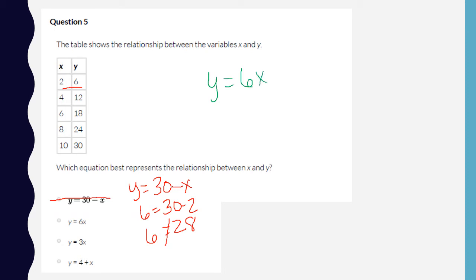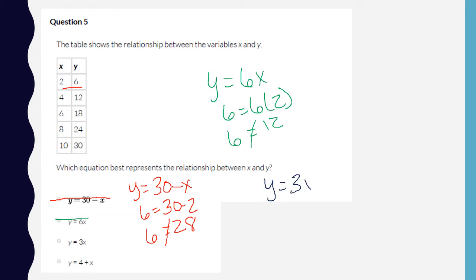Y equals 6 times x. I'm going to plug in that first ordered pair again. 6 equals 6 times 2. 12 equals 6. Nope, can't be that one either. Let's try the third one.